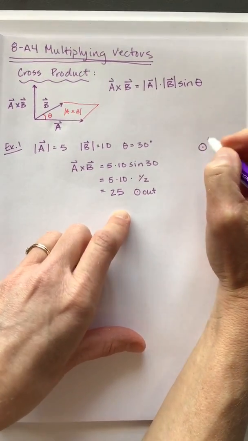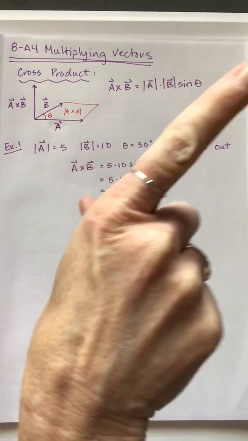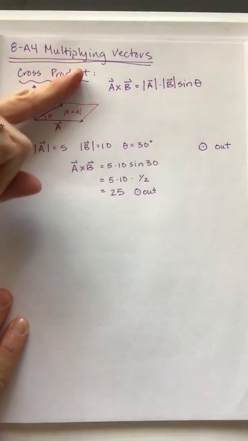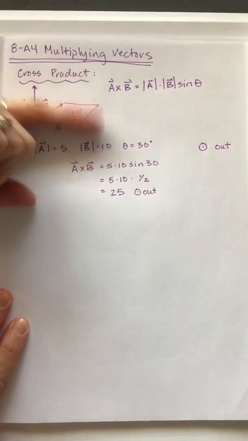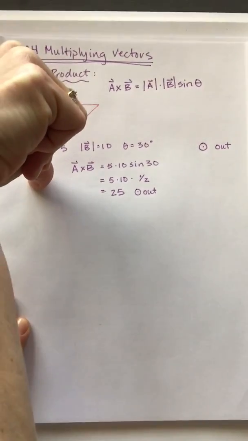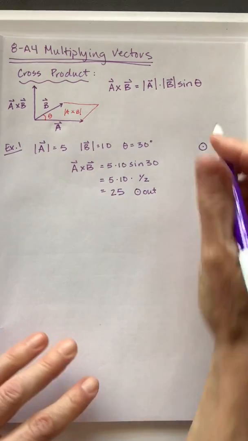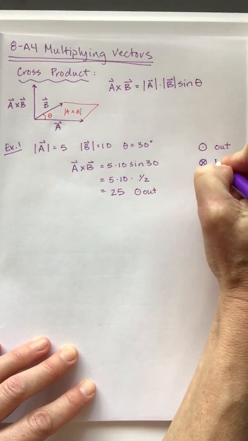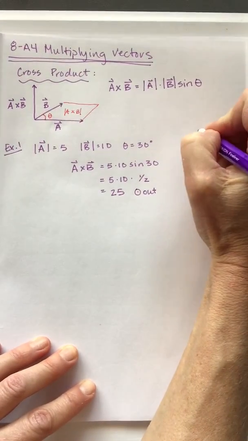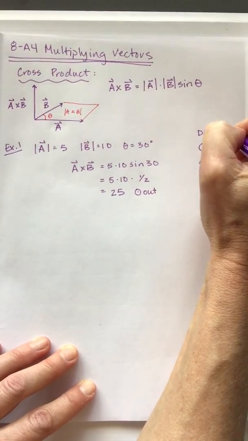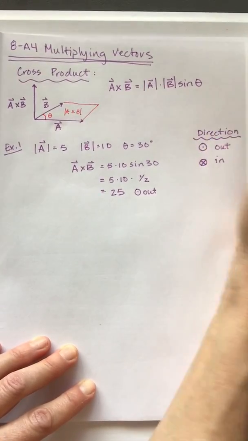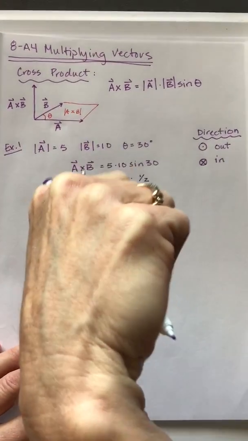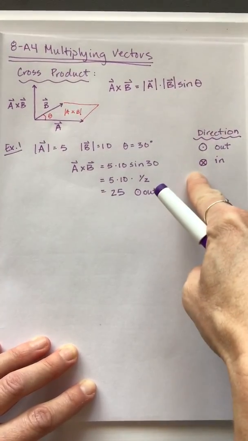And then if you did B cross A, watch how it would change. So here I made my gun, and then I do B, and then I have to curl towards A. And so then my thumb is going into the paper. If it's going into the paper, it's supposed to look like the tail of an arrow, like the feathers. That's going in. So this gives you the direction of your vector here. Out of the paper is the point, that's when your thumb is coming up. And when your thumb is going down, you put the little cross marks.